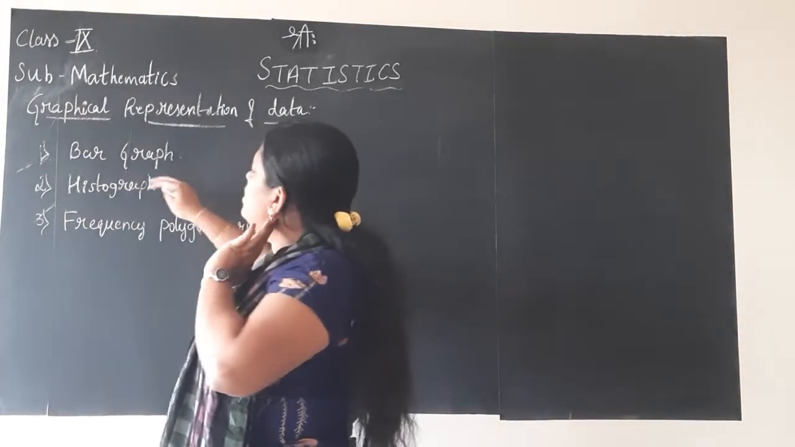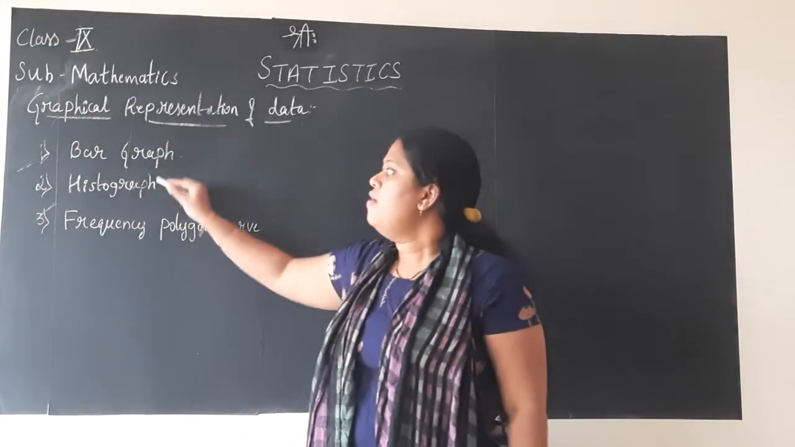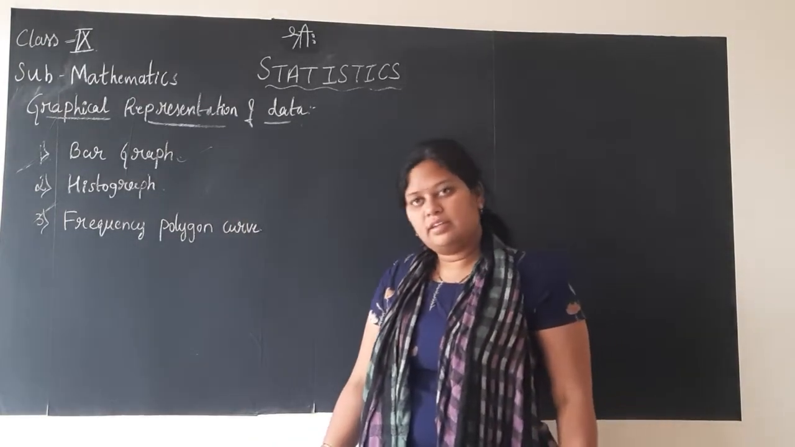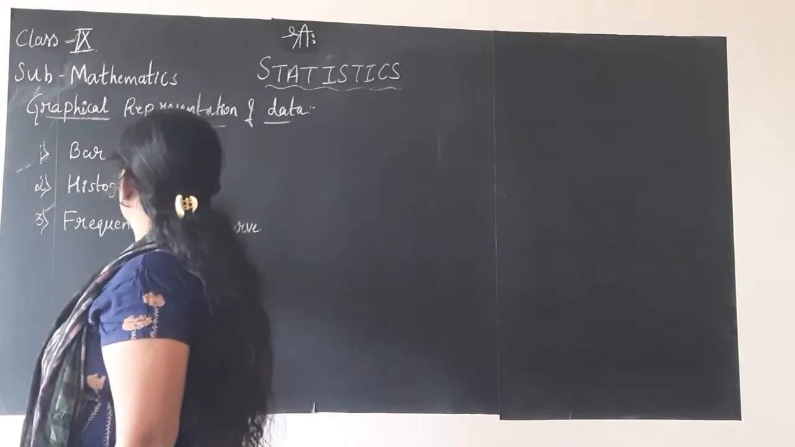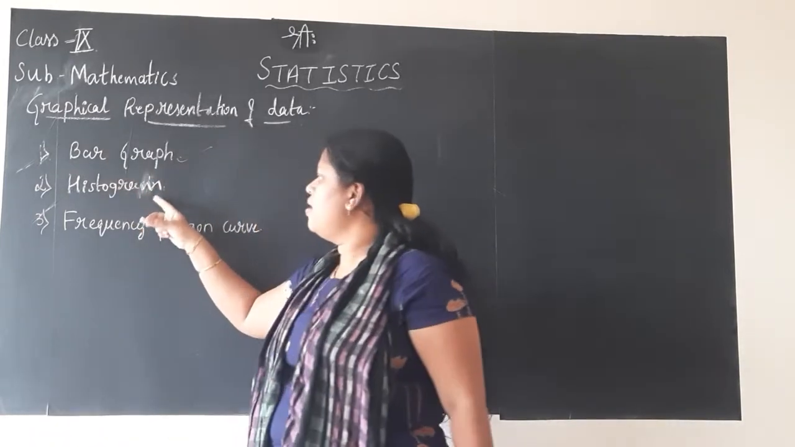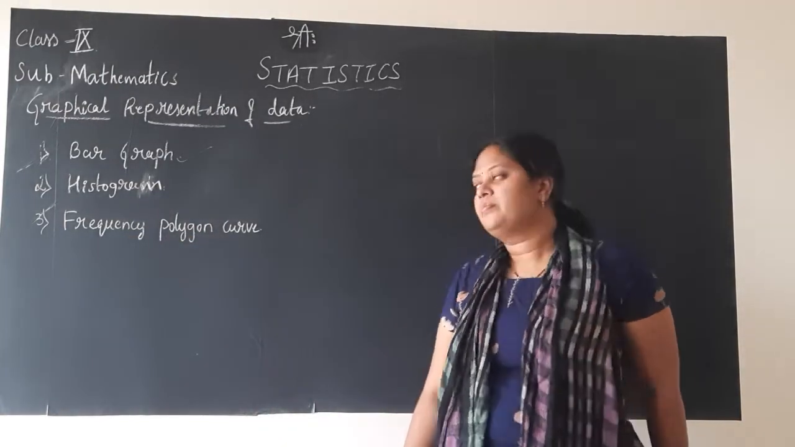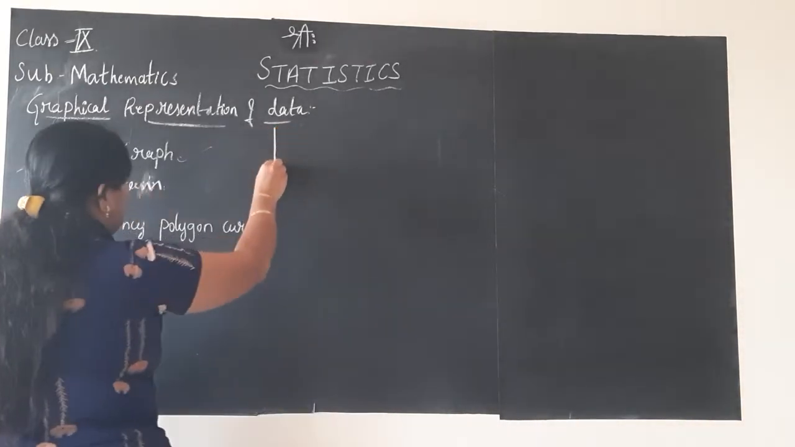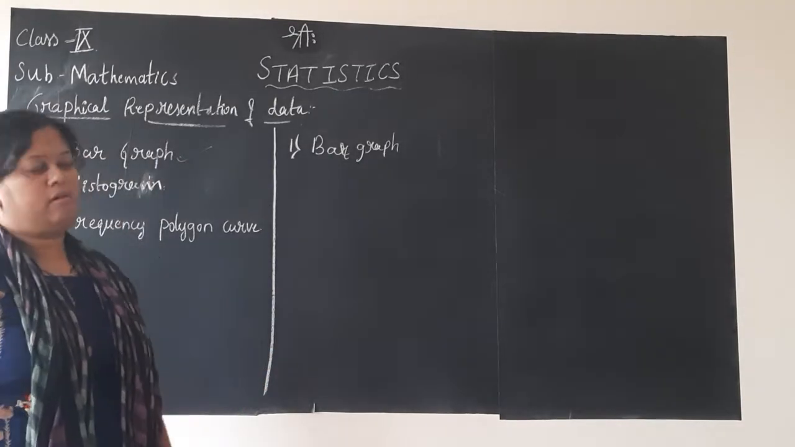We are learning three methods of graphical representation of the data. First one is bar graph, which you have already learned in the 8th class. Next is histogram. Histogram is the second one. Third one is the frequency polygon curve. First one, bar graph.